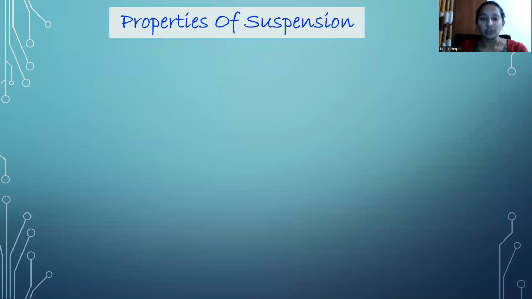Properties of suspension. First of all, one property we already know, that it is a heterogeneous mixture. Second property also we know, particle size is greater than 100 nanometer. When the light passes, the particles will disperse that light. Right, so let's discuss them.